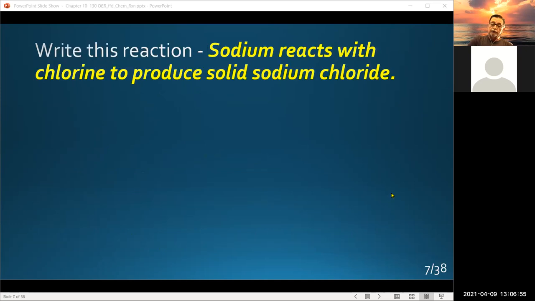Okay, so that being the case, we got into, okay, here's a sentence. We need to convert the sentence into a chemical reaction, okay? And here it reads, sodium reacts with chlorine to produce solid sodium chloride.